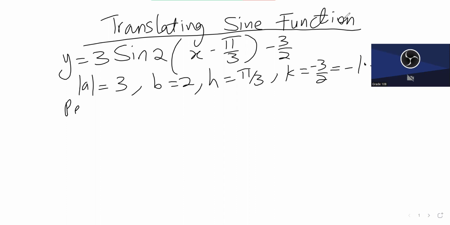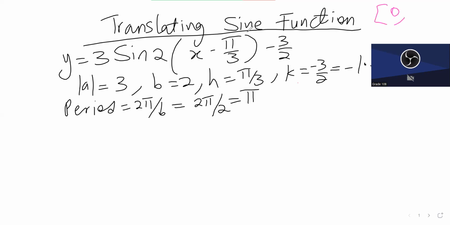So find your period. Period is defined as 2 pi divided by b, which here becomes 2 pi divided by 2, which is the same as pi. What it means is that for each cycle, the graph will be between 0 to pi. From 0 to 2 pi, we have 2 cycles.